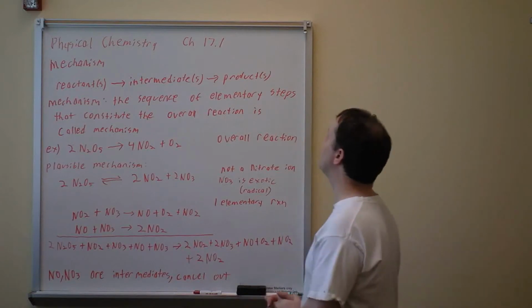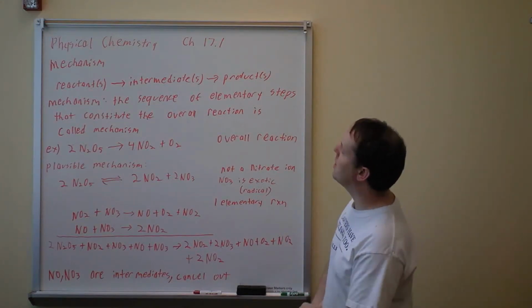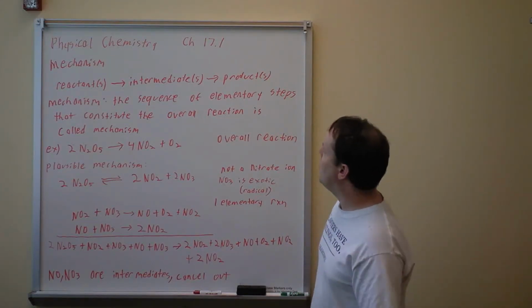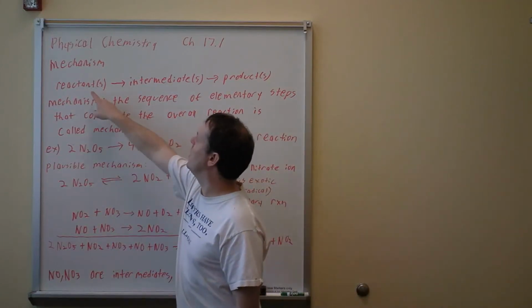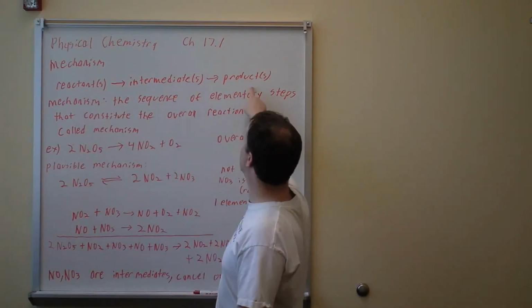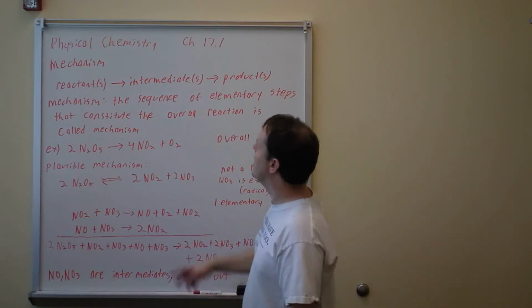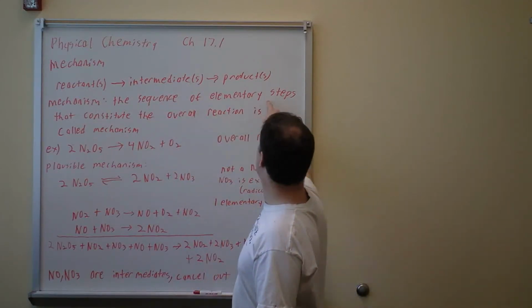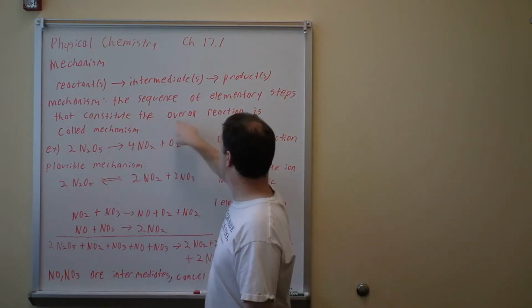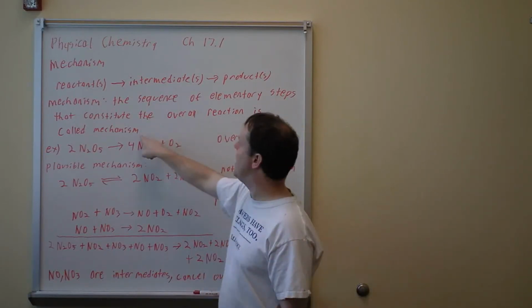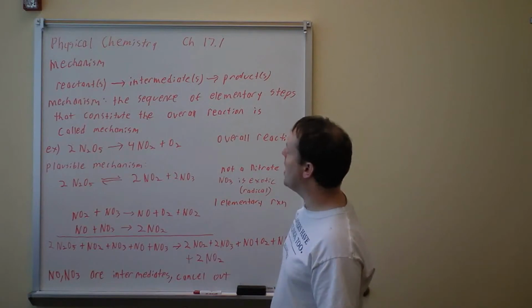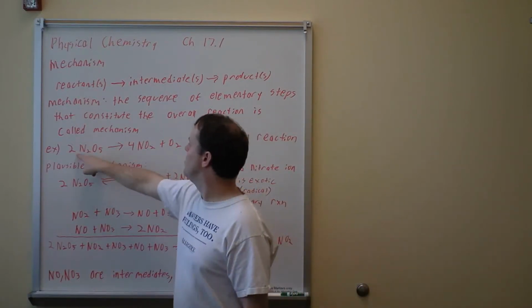Okay, continuing on physical chemistry, chapter 17, section 1, we're talking about mechanism now. So, anytime you have a reaction, we know it goes from reactants to products, but in between there can also be 0 or more intermediates. Now, mechanism is the sequence of elementary steps that constitute the overall reaction. That's called a mechanism.